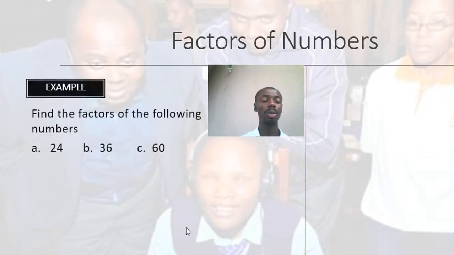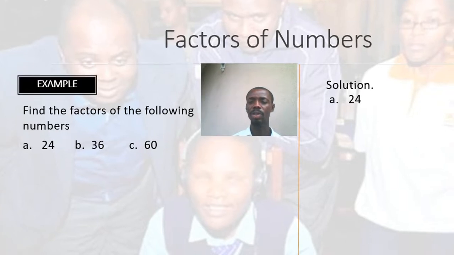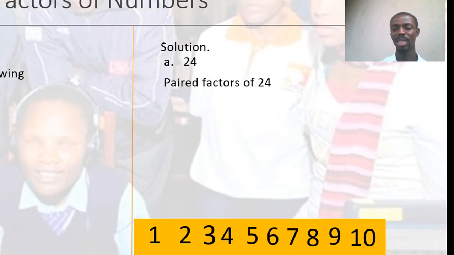So now with that done, let's take a few examples. Now we want to find the factors of the following numbers. First example, let's look at the factors of 24. Taking a look at the factors of 24, let's use what we call the paired factors system. So, how do we go about that? Let's have a list of numbers popping up on our screen now, from 1 to 10. So, the first question you ask yourself is, this first number, which is 1, is it a factor of 24?